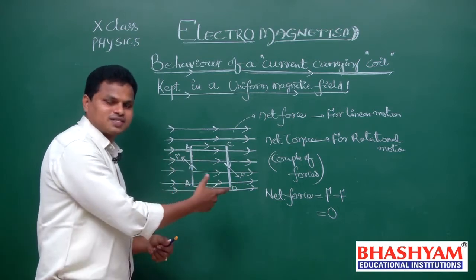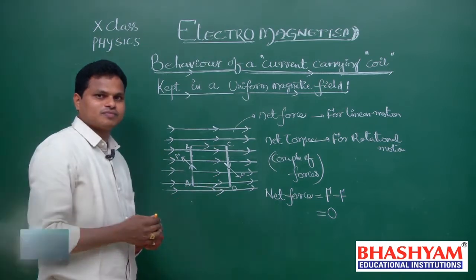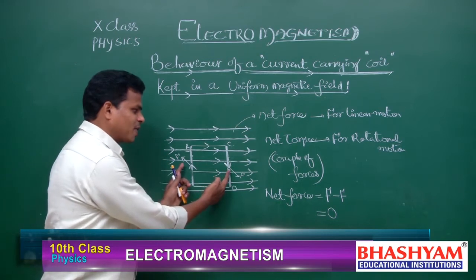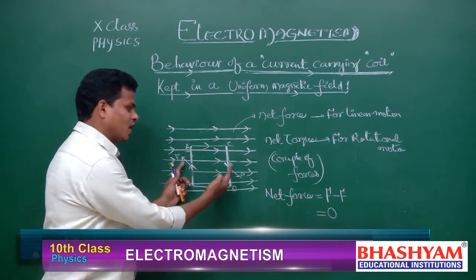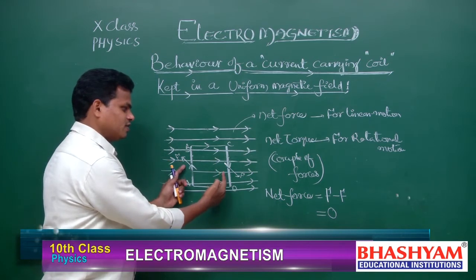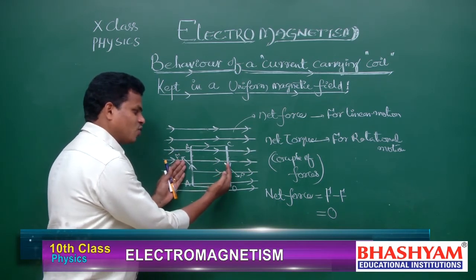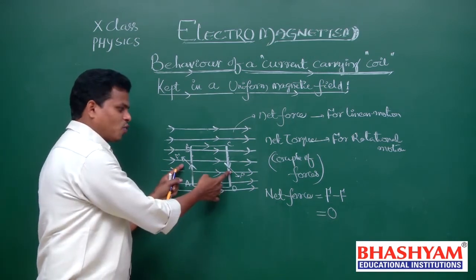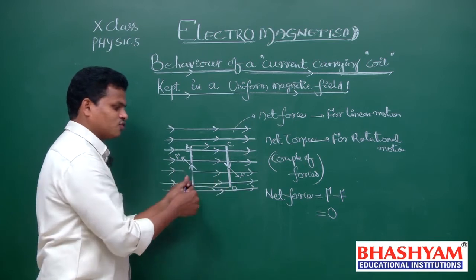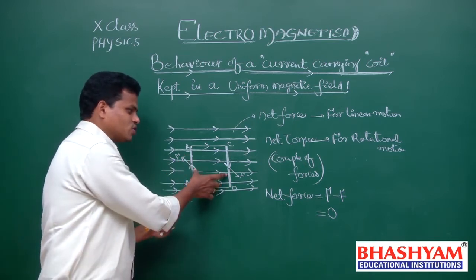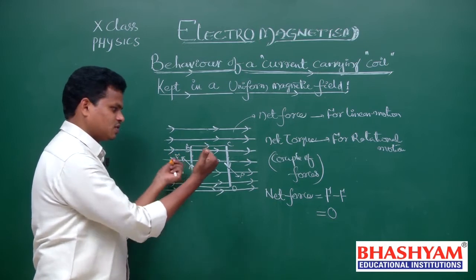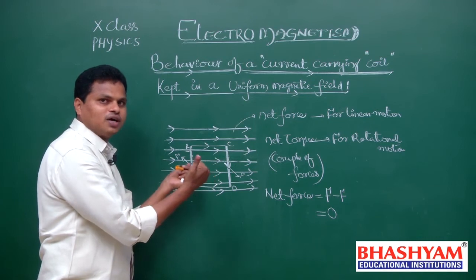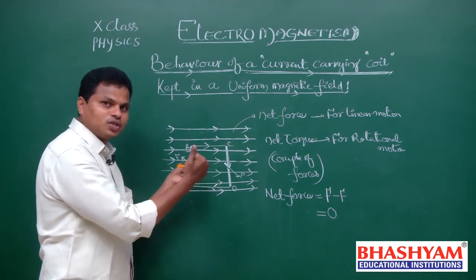When does the coil rotate? A pair of two equal and opposite forces acting on both sides of the coil brings the coil into motion, into rotation.